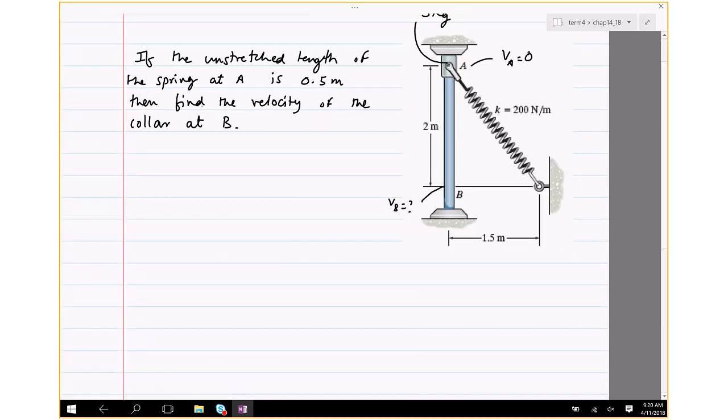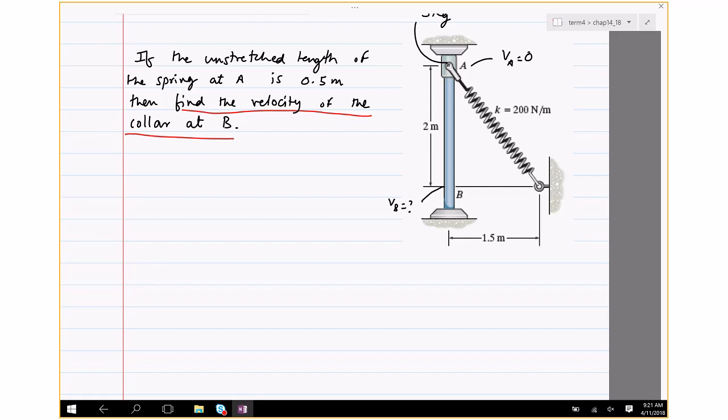So we need to find the velocity of the collar at B. Okay. So this is a continuation of the same problem. If this came as a fresh problem, as I said, draw a free body diagram for the collar. And then the question is, are there conservative forces or are there non-conservative forces too? There's just conservative forces. So if there are only conservative forces, then use T1 plus V1 equals T2 plus V2.